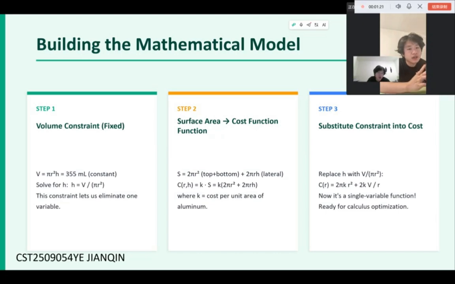Next, we build the cost function. Since the cost depends only on the amount of aluminum used, it is proportional to the total surface area of the can. The surface area includes the top and bottom plus the curved side. So the cost function is this. And finally, we substitute h by the equation we got. So the cost function is this. So it is a single variable function, and it is much easier for us to optimize.